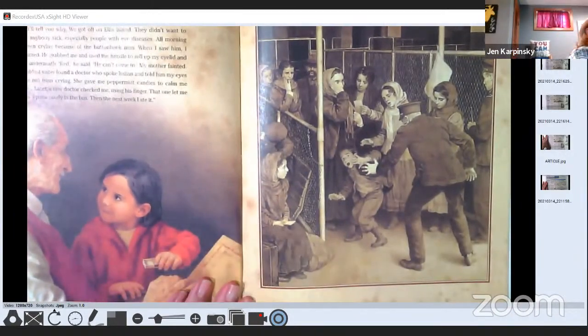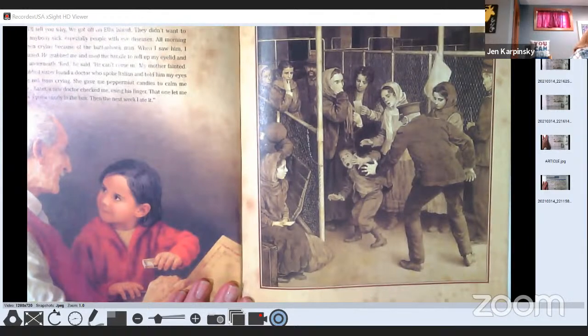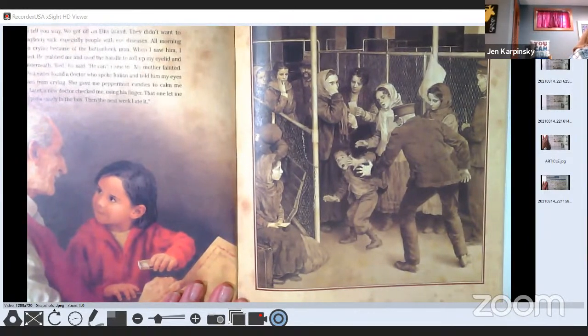This is empty, alas. I'll tell you why. We got off at Ellis Island. They didn't want to let anybody in sick, especially people with eye diseases. All morning I've been crying because of button hook man. He was scared of the button hook man. When I saw him, I screamed. He grabbed me and used the handle to roll up my eyelid and look underneath. Red, he said, you can't come in.